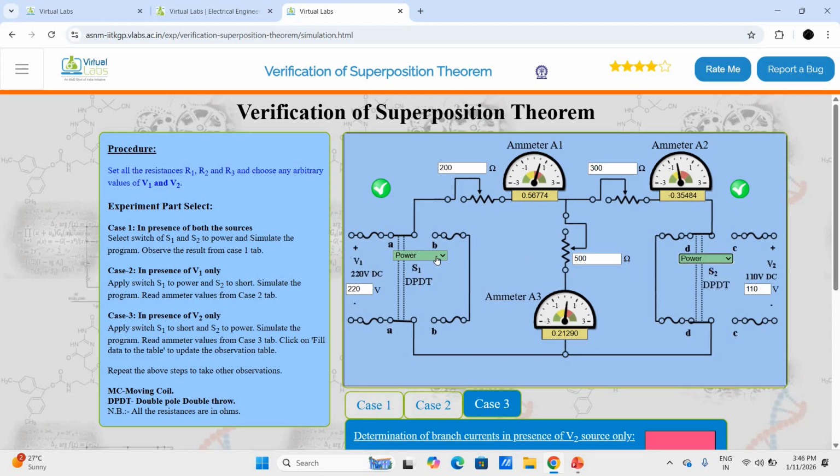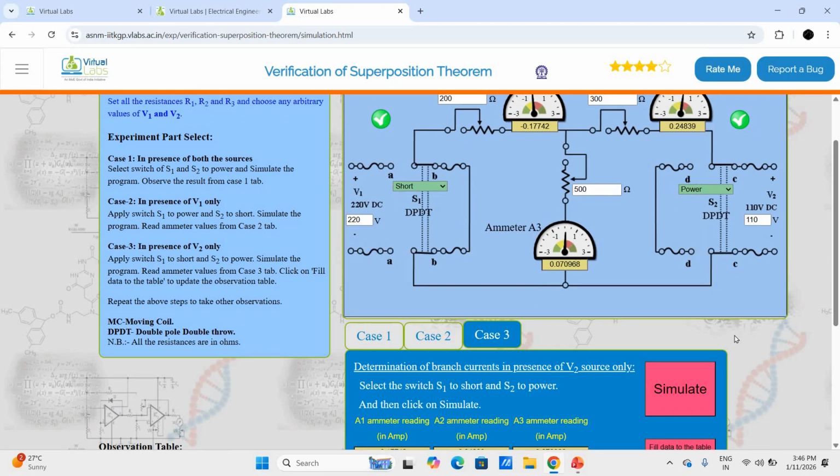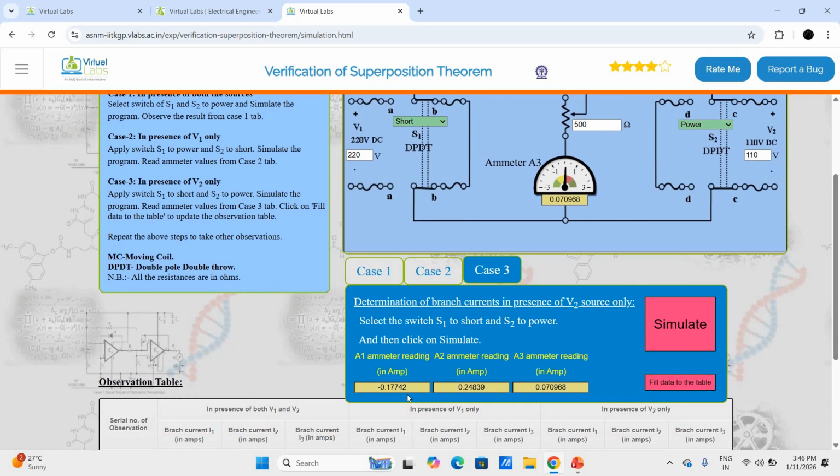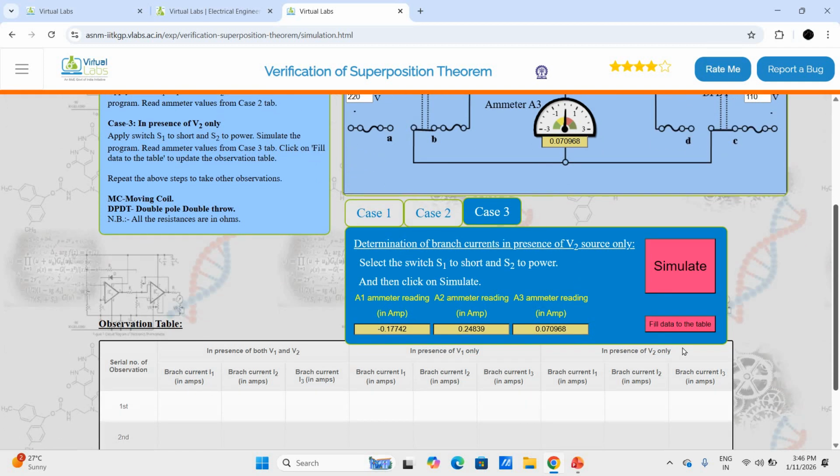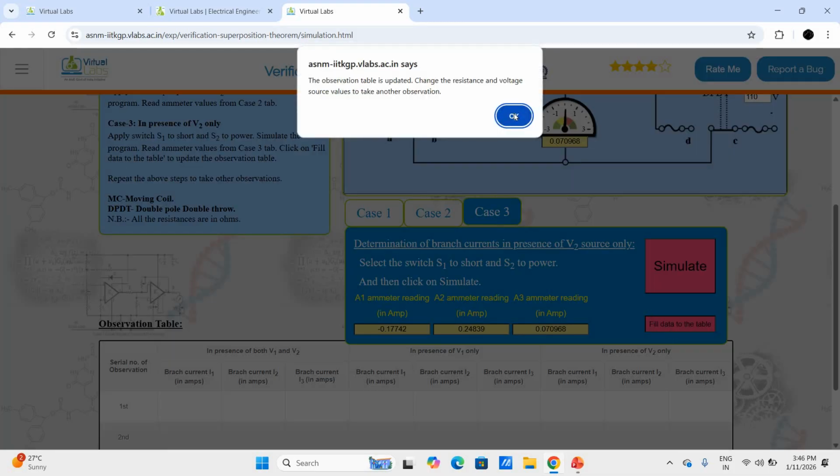Now for case 3, the second source will be present, so we'll select it to the power mode, and the first source will be short circuited, and we'll simulate it. So you will get the current: the current flowing through A1 is minus 0.17742, the current through A2 is 0.24839, and the current flowing through A3 is 0.07968.